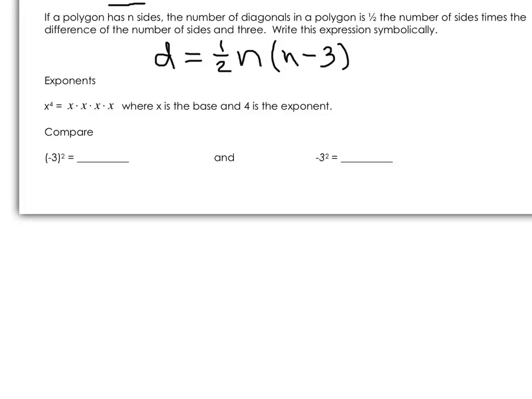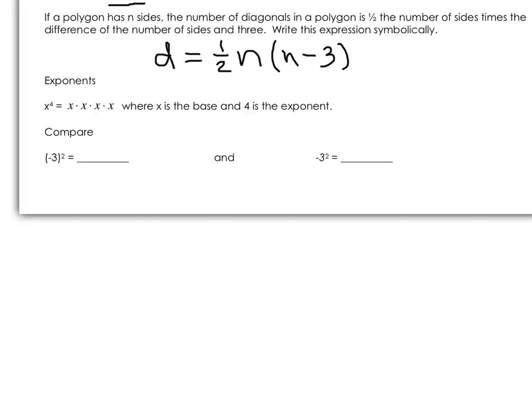Well, that's an interesting expression. Why don't you look at a square, a pentagon, a hexagon, and compare the number of sides to the number of diagonals and see if that works. D equals 1/2 n times n minus 3. What about exponents? If you have x to the fourth, that means x times x times x times x.